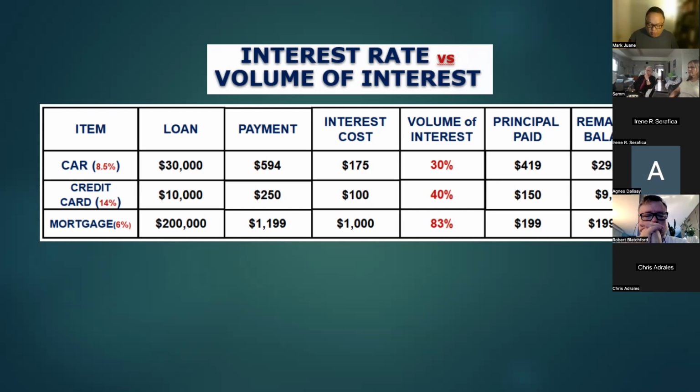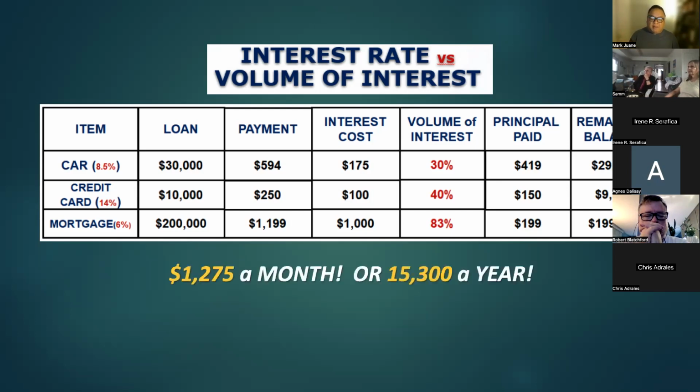Imagine what this looks like. Well, if you add it all up, you're looking at $1,275 of interest a month. This is just the interest. You're paying $15,000 a year just on interest alone on these three items.